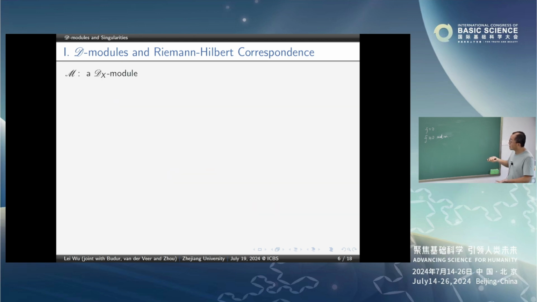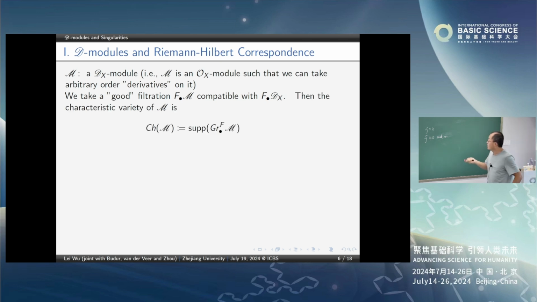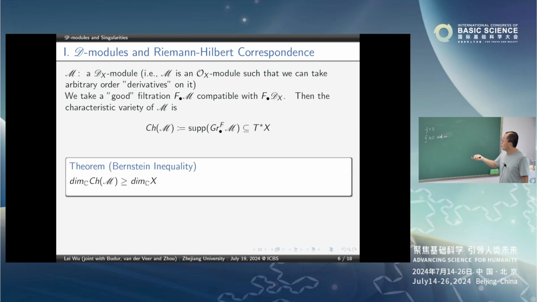So if we have a D_X-module M, that means M is an O-module, but instead of only actions of regular functions, we can also define arbitrary order derivatives on M. Then we can take a good filtration compatible with the filtration we just mentioned, and define the characteristic variety of M to be the support of the associated graded module, which, because of the compatibility, becomes a module over gr D_X. So this support is inside the cotangent bundle.